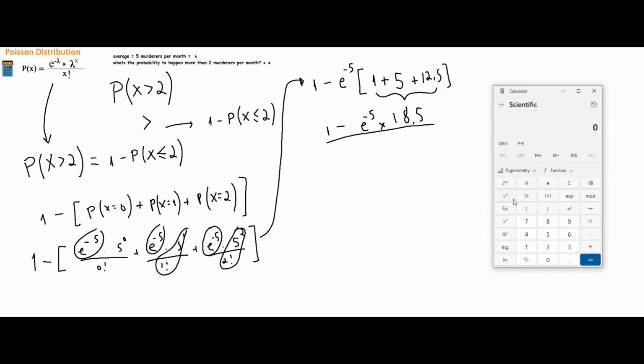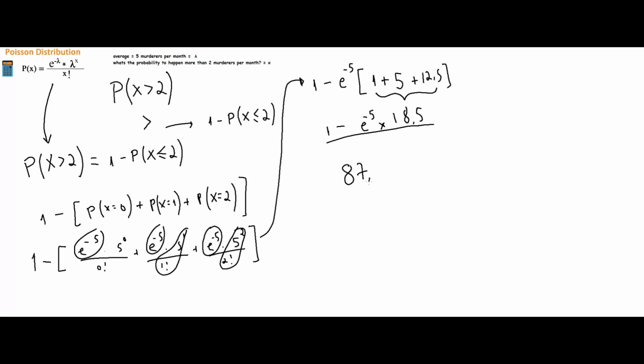With the calculator we can use the expression 1 minus Euler to the power of minus 5 multiplying 18.5. It represents 87.53%. That's the probability of more than 2 murders happening per month, based on the average of 5 murders per month. That's too high. That is not a place to visit at all. Better stay at home. So now we are going to bring it to the algorithm.